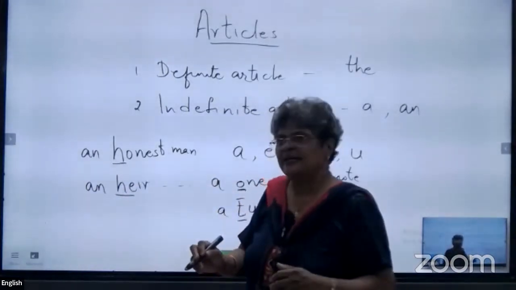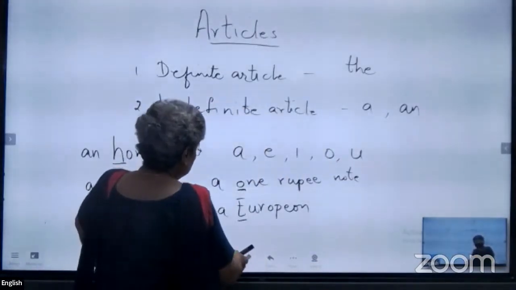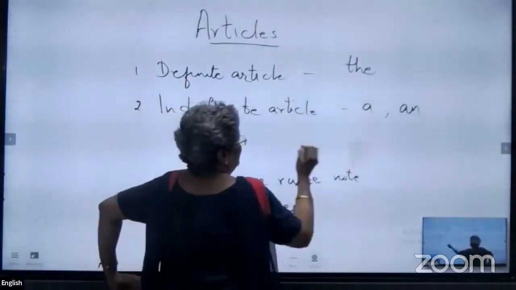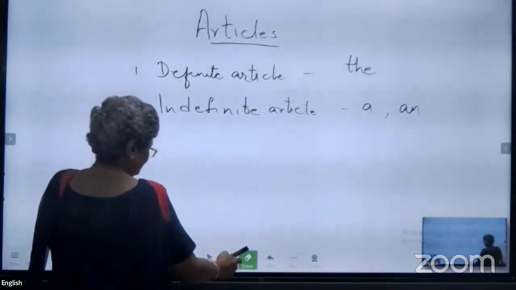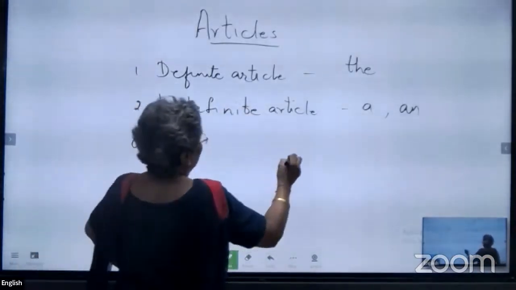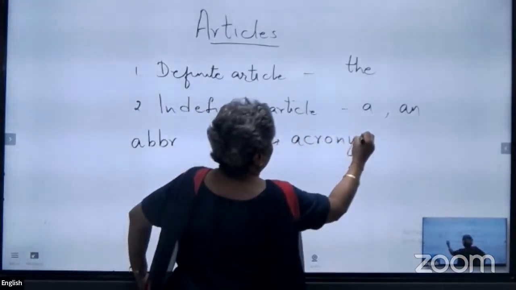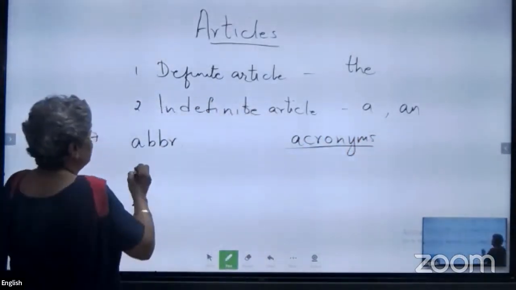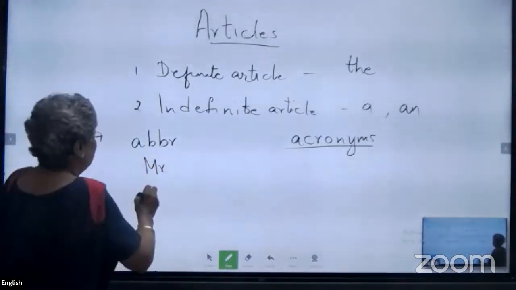And another thing, 5 minutes now. Another most important thing among articles is abbreviations and acronyms. You know what abbreviations are, and what are acronyms. Probably you don't know what an acronym is. Abbreviation, like Mr. We don't write Mr, we write MR. You put this.